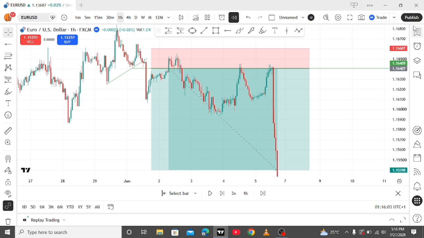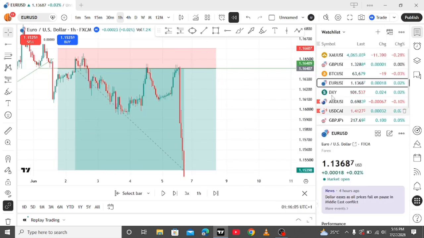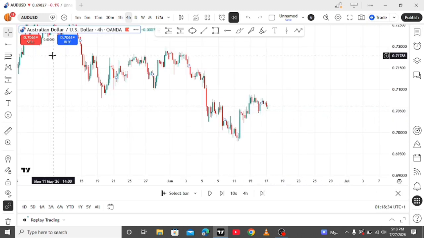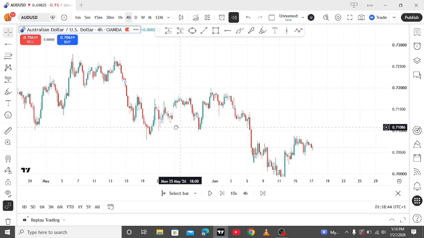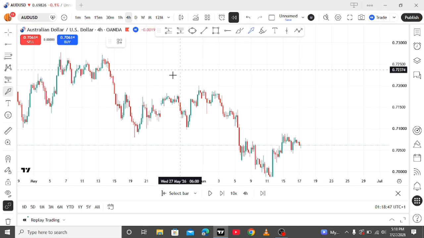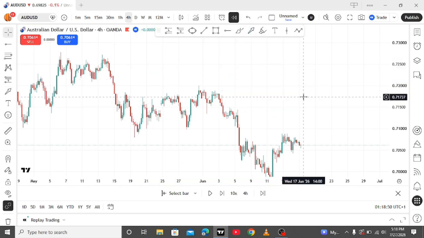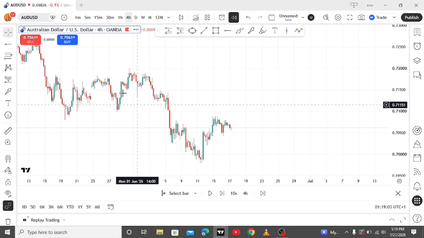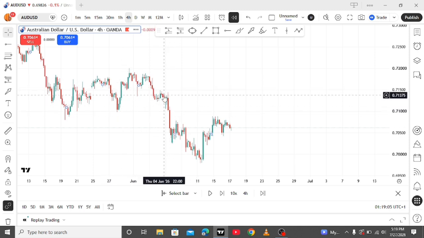So let's take more examples. Let's go to another currency pair. Let's use AUD USD. Now you can see this is AUD USD, the Australian dollar versus the US dollar, and we are in the 4-hour time frame. And what's the 4-hour time frame telling us? This is also a downtrend. The market is going down. So now we know we're in a downtrend, we already know what we are going to do in the market. We'll be looking out for sell positions.